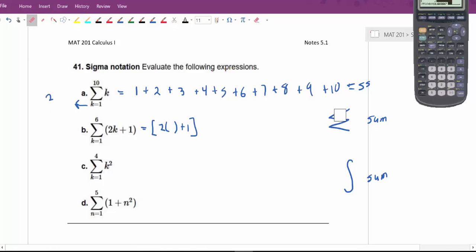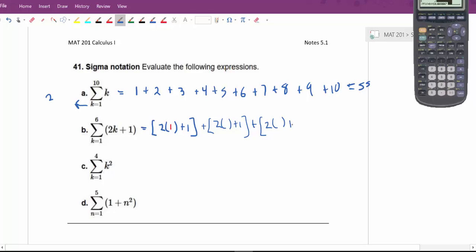The idea mostly is to see what this thing is doing. So what do I start with first? I start with 1. Okay, then I just do the same thing over and over again. So I've got 2 times k plus 1, over and over again, until you get to 6.